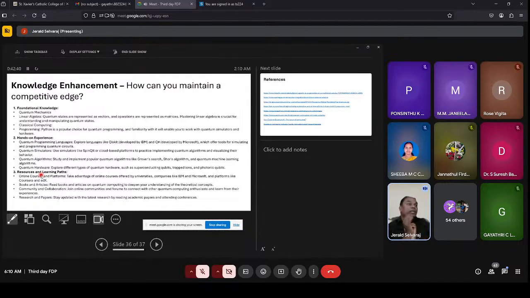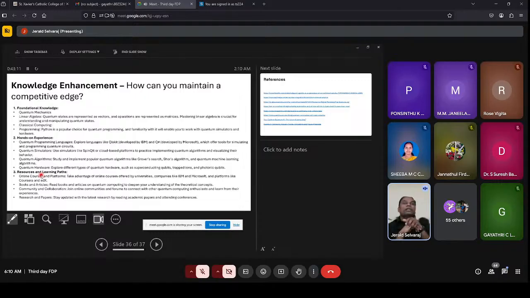The next one is hands-on experience. Theoretical knowledge is not going to help you anywhere, but it can help to a certain extent. If you want to crack certain exams and other things, you need to be more hands-on. So you need to explore languages like Qiskit, which is developed by IBM, and also Q# developed by Microsoft. These are languages for simulating quantum circuits. You need to focus on that.